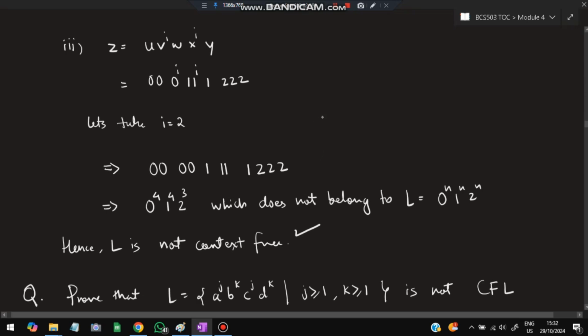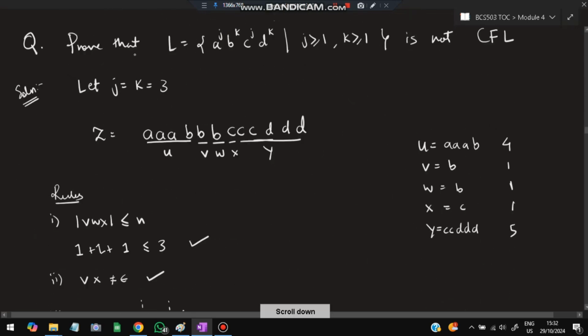Okay, let's see another example. Prove that L is equal to a power j, b power k, c power j, and d power k, where j and k both can be greater than or equal to 1, is not a context free language. Let's take j and k as 3. You can take different ones also, but for simplicity we will be taking 3. It will be easier to prove with the pumping lemma.